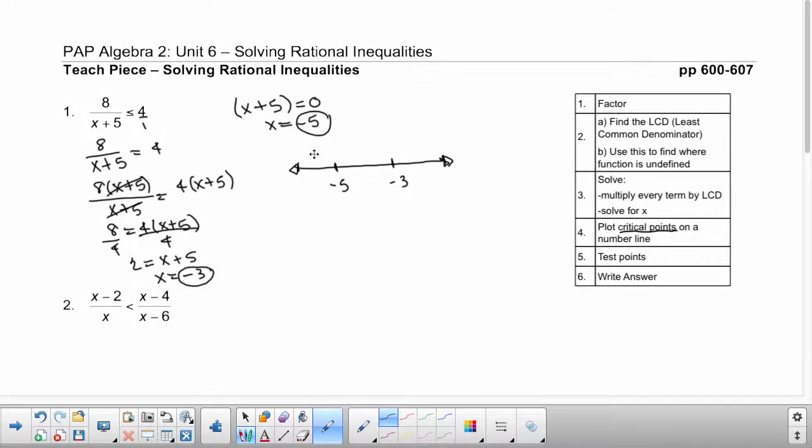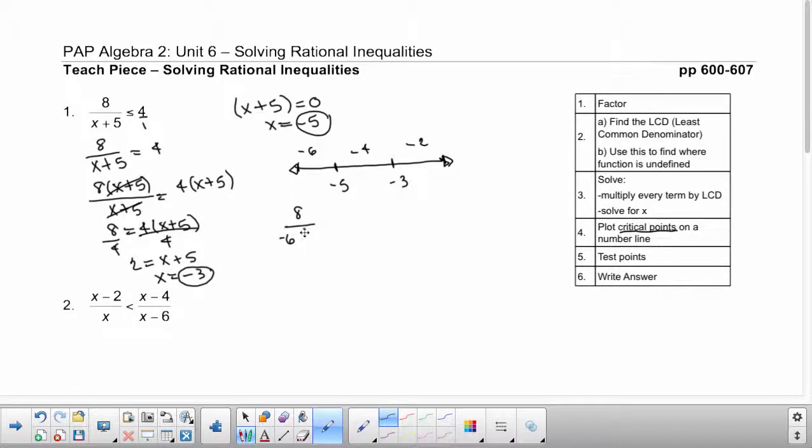Let's do that now. The points that I would like to use are -6, -4 in this section, and in this section, I'm going to choose -2. Notice that you could have used any x value as long as it's within this region and not including our critical points.